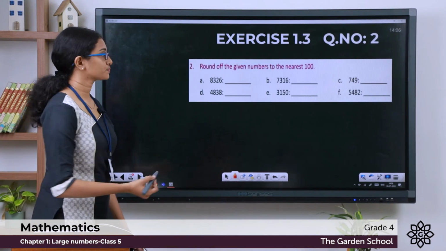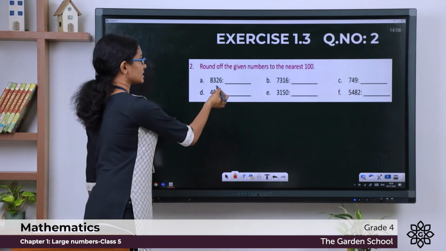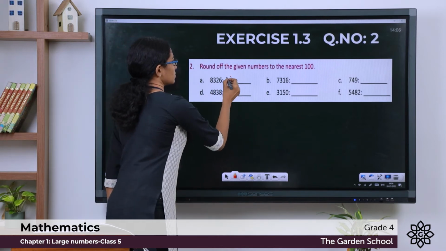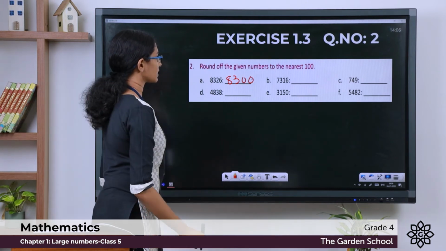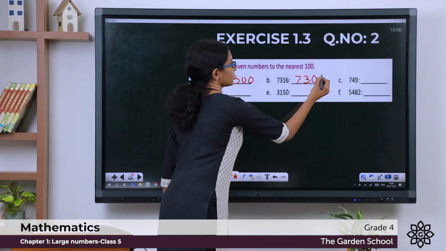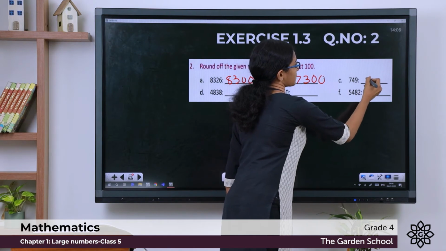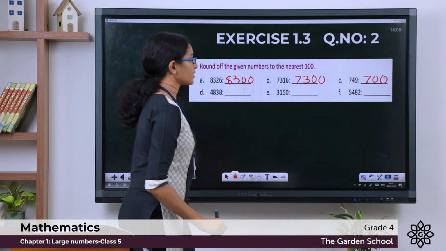Question number 2. Here we have to round off to the nearest 100. So you have to check the digit in the tens place. So here tens place it's 2. So rounding off will give you 8300. Here it is 7300. Here it is 700.